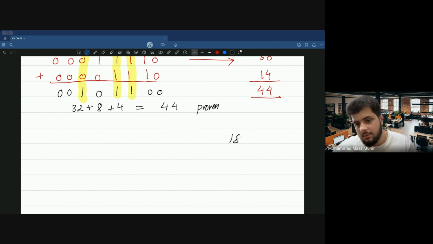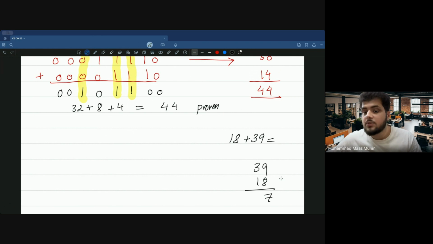So we have 18 plus 39. What will be this answer? Let's first do it this way. 39 plus 18. So 9 plus 8 is 17. Right? So 1 is going to go up here. So 3 4 5, we get the answer as 57.